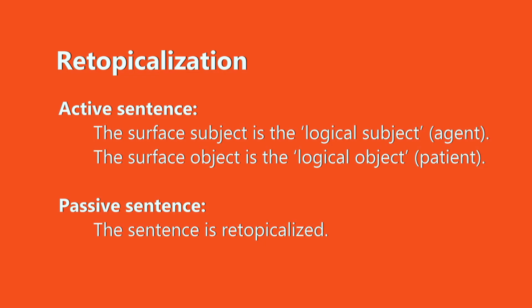Now, just a little more to go. In an active sentence, the surface subject is a logical subject and the surface object, the logical object. Here, by logical subject, we mean agent, and by logical object, we mean patient. So this is another way of talking about passives and actives.